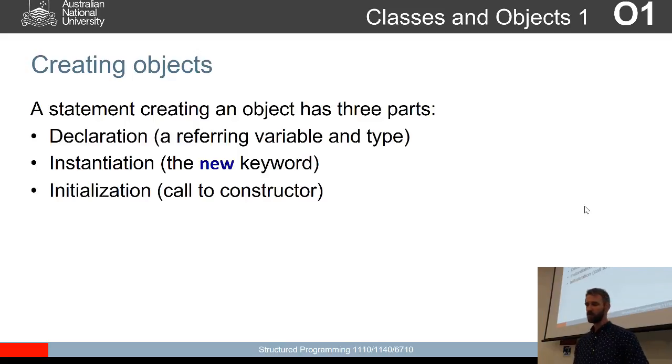Okay, how to create an object, how to create an instance of a class. So the statement has three parts. You declare a variable of the type, so you give the type and the name. You must instantiate it, so you use the new keyword to create a new instance. And then you might want to initialize it in some way, so you call the constructor. If you call it with empty parentheses, that means call a constructor with no arguments. If you call it with parentheses and some values in between, you're calling a constructor with some arguments. And we'll look at some examples of this.